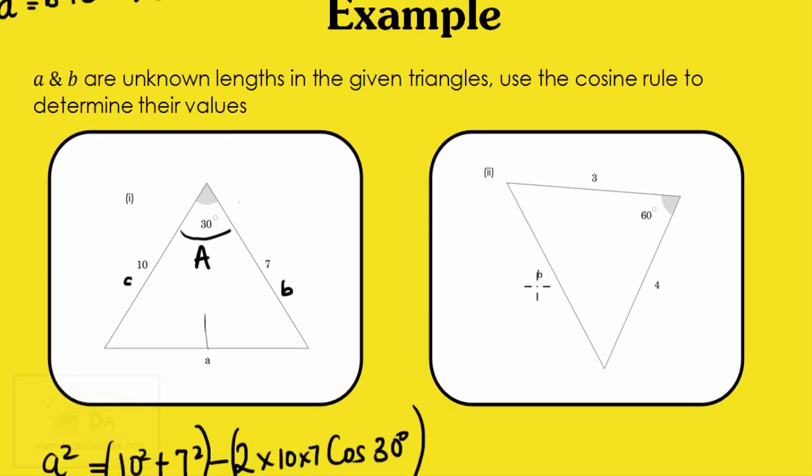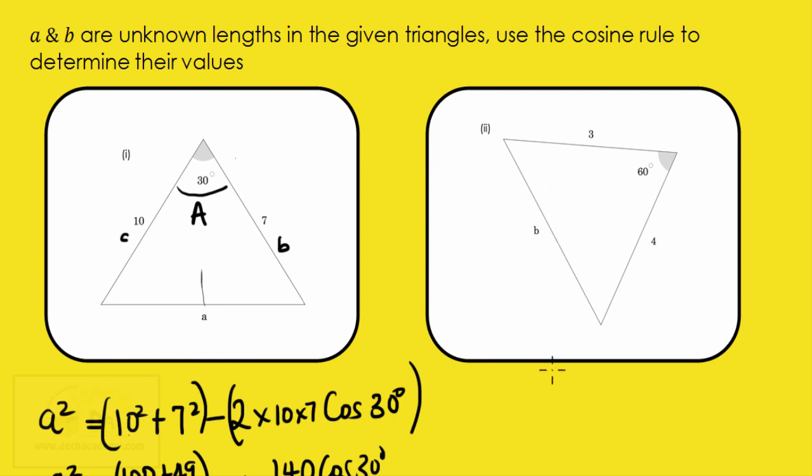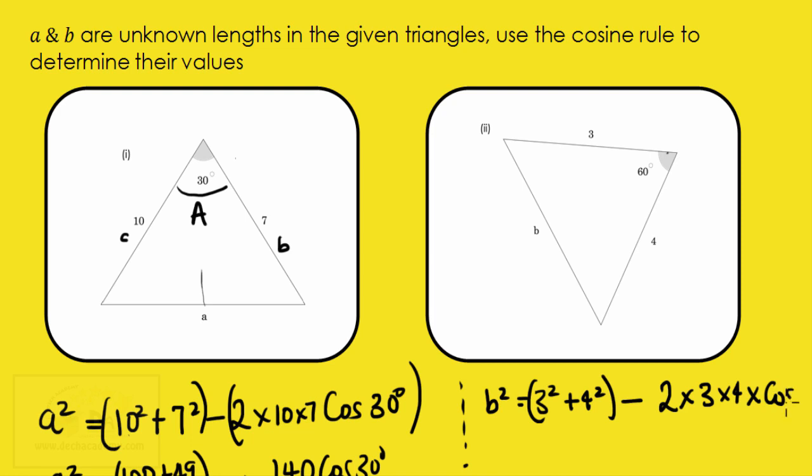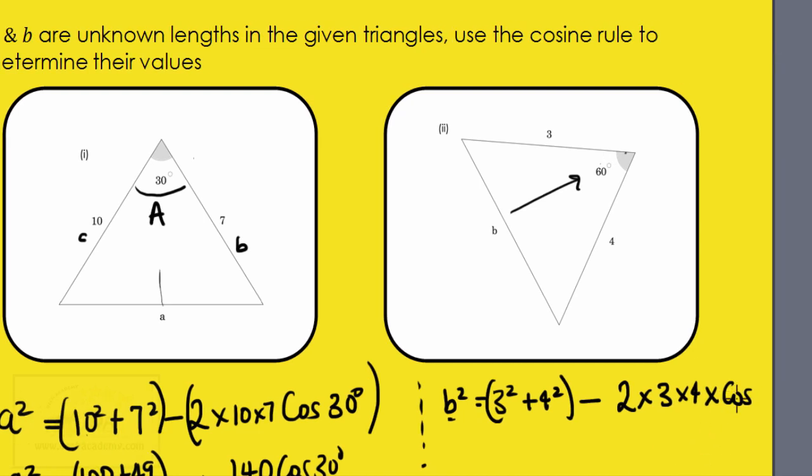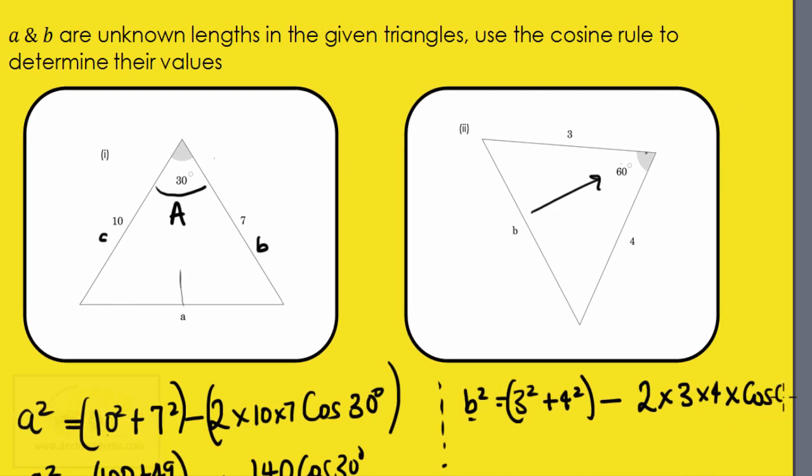In this second triangle, the unknown side is B. We're pretty much doing the same thing because we apply the cosine rule. We're looking for B. We know that B squared is equal to the sum of the squares of the lengths of the other sides, so that's 3 squared plus 4 squared. The lengths of the other sides are 3 and 4. Minus, so I'll put this in a bracket, 2 times the length of the other sides, 3 and 4, times the cosine of the angle opposite this side of length B, which is 60 degrees, so we have times the cosine of 60 degrees.